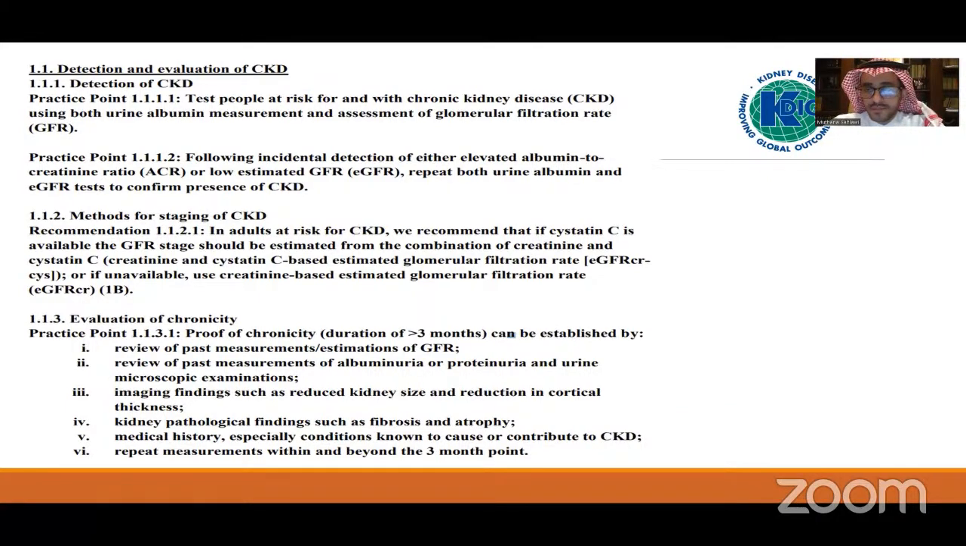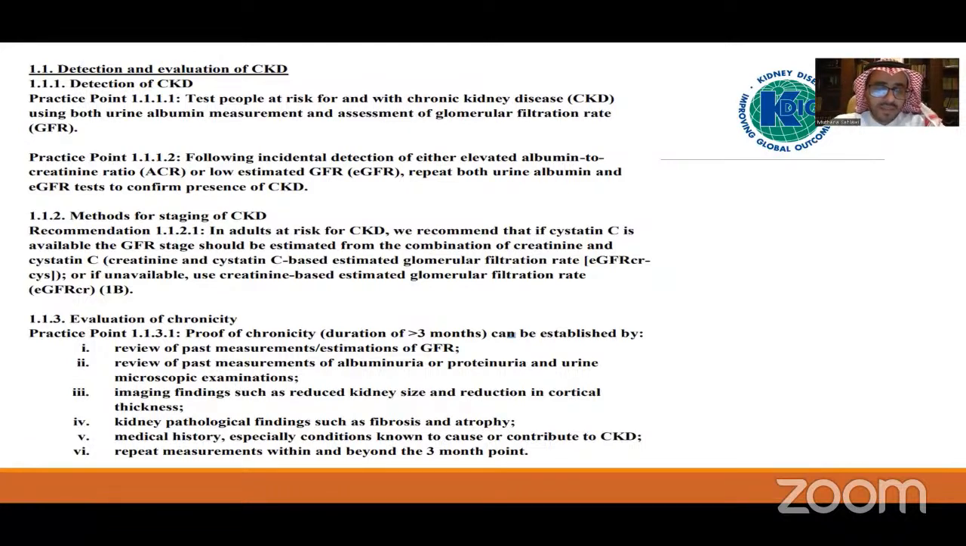Following the testing for urine albumin and GFR measurement, if there are any abnormalities, then it is recommended to repeat those tests to confirm the presence of CKD. Now, GFR can be either measured or estimated. And because measuring GFR is time-consuming and expensive and not always available in all centers, the guidelines recommend to estimate the GFR rather than measuring it.